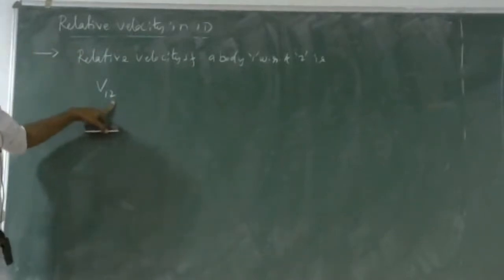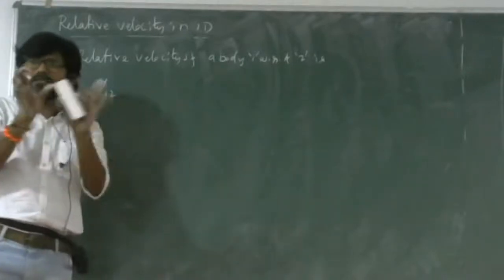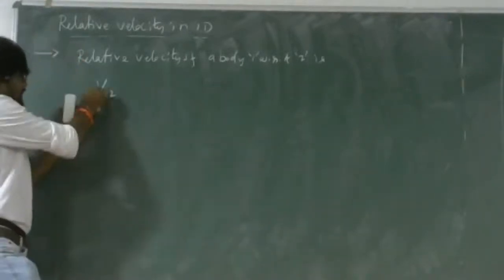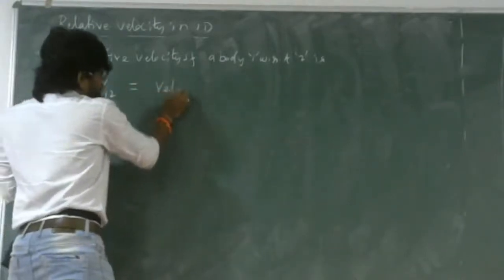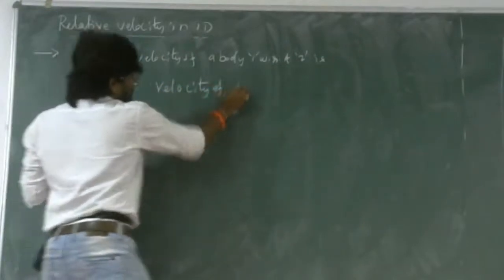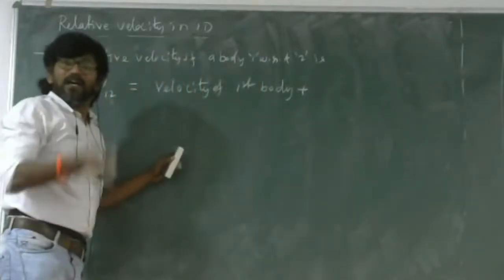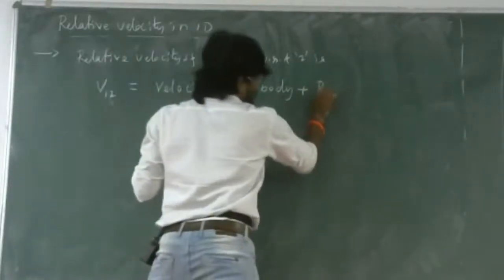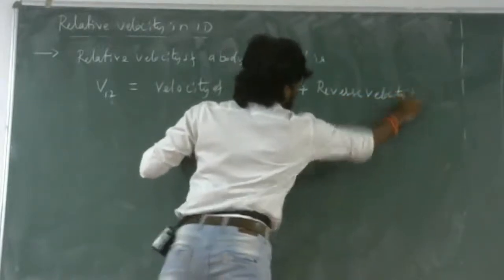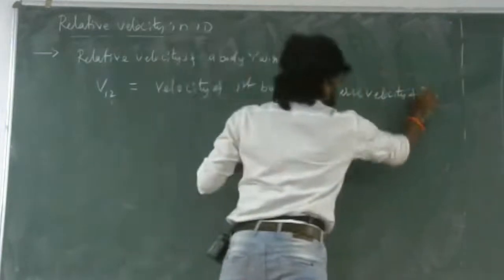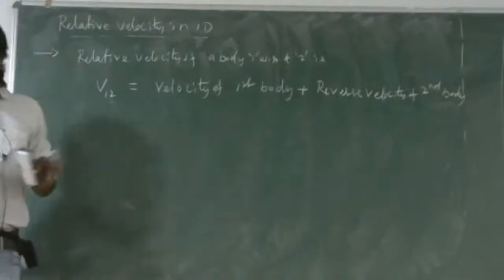Different books will give you differently. You have to follow the subscripts, VAB or VPQ or V12, accordingly. Velocity of 1 with respect to 2 is equal to, general formula, velocity of first body plus reverse velocity of second body. Got it? Only in one dimensional case.